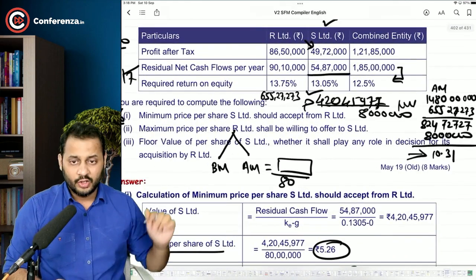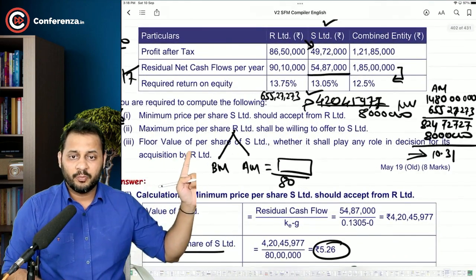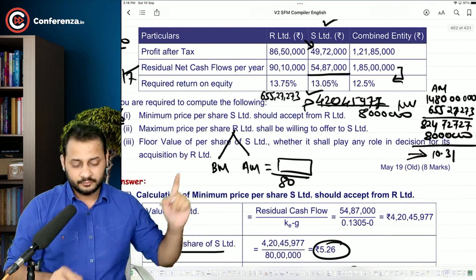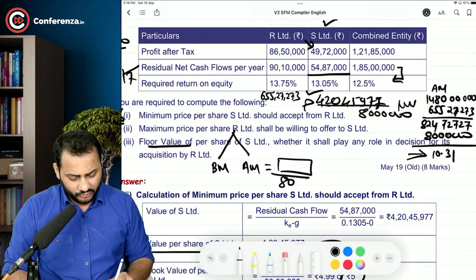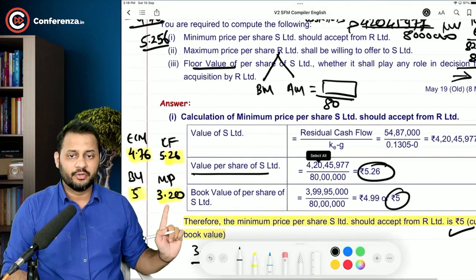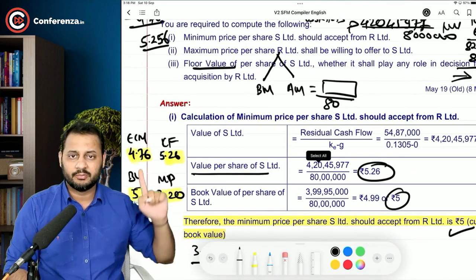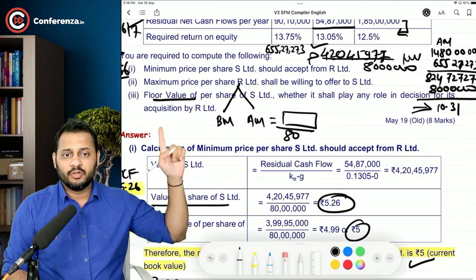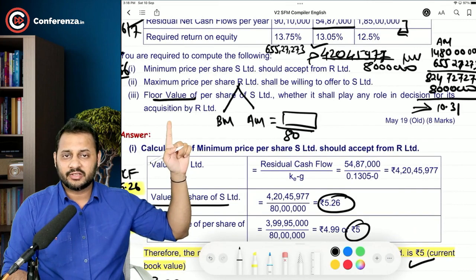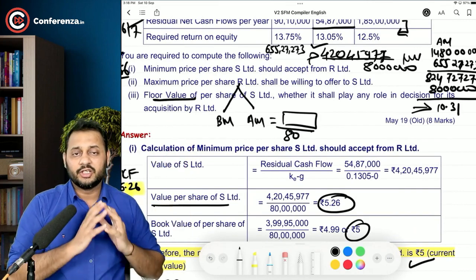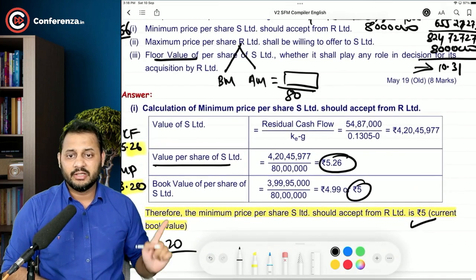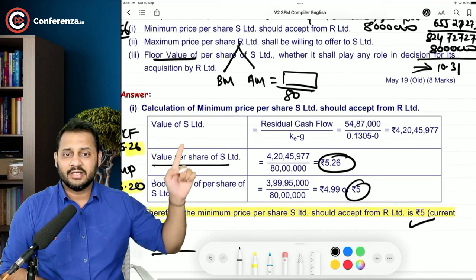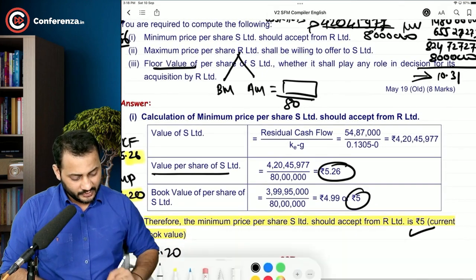Now the third part, what is the floor value of per share of S Limited? The minimum value of per share of S Limited should be 3.20 according to me, because this is the minimum out of 4. Whether it shall play any role in the decision of its acquisition of R Limited? No, sir. It shall not play any role, because the minimum that in the first part the S Limited is asking is 5 rupees. Understand?